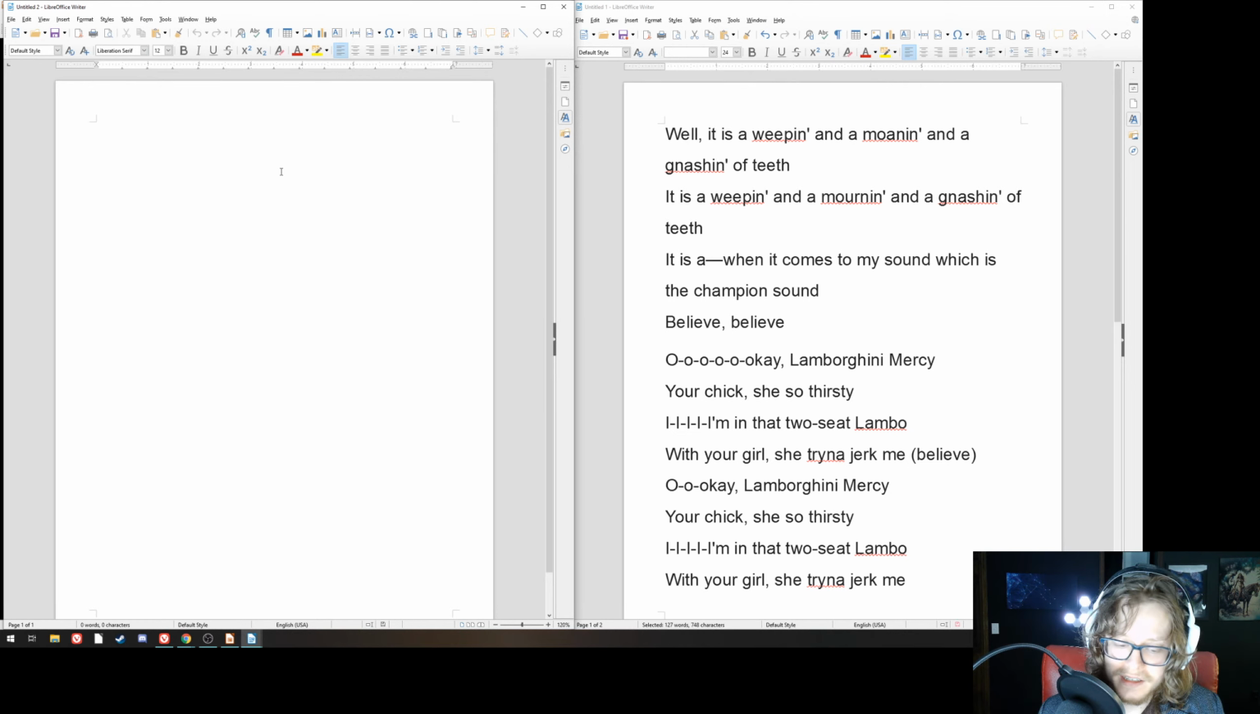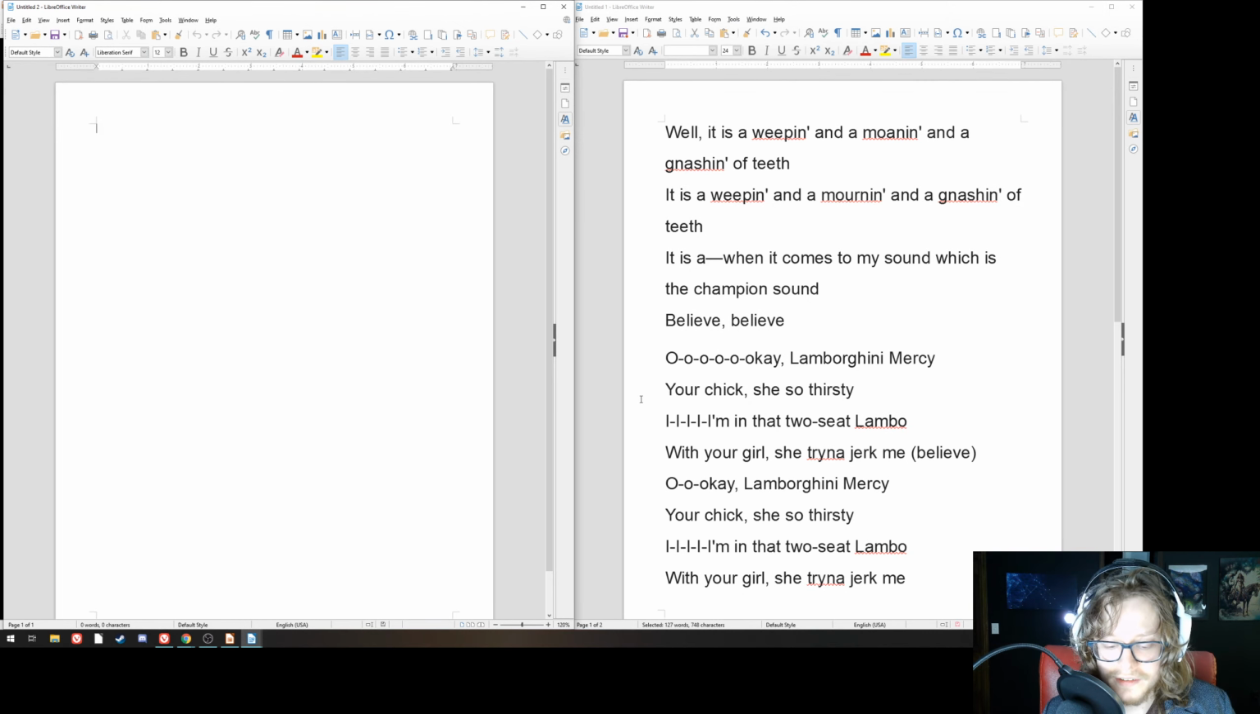All right, any ideas on how we can translate this first line into formal English? This is a tough one. Well, it is a weeping and a moaning and a gnashing of teeth. What does that even mean? Let's start with that. What does it mean that something is a weeping and a moaning and a gnashing of teeth?